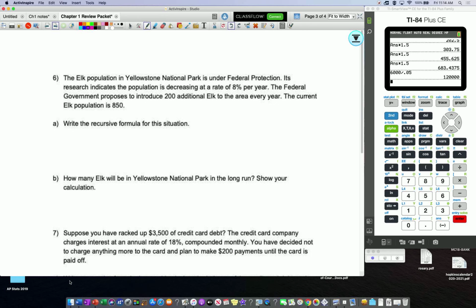All right, let's take a look at number 6. Oh, this is a good review of, I think, 1.3 here. So it says the elk population in Yellowstone National Park is under federal protection. This research indicates that the population is decreasing at the rate of 8% per year. Federal government proposes to introduce 200 additional elk in the area every year. Current elk population is 850. Write the recursive formula for this definition. So this one's kind of like number 5, just now putting it in a different terms. So U sub 0 is our starting elk population. So the starting elk population was 850.